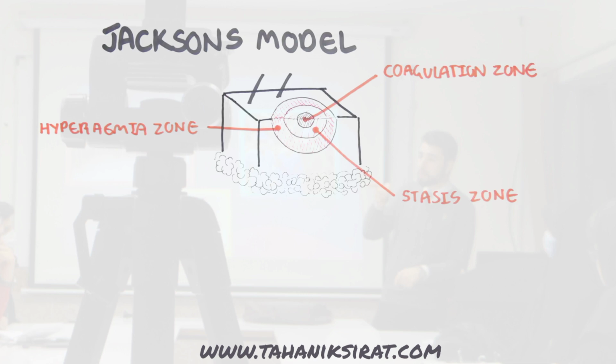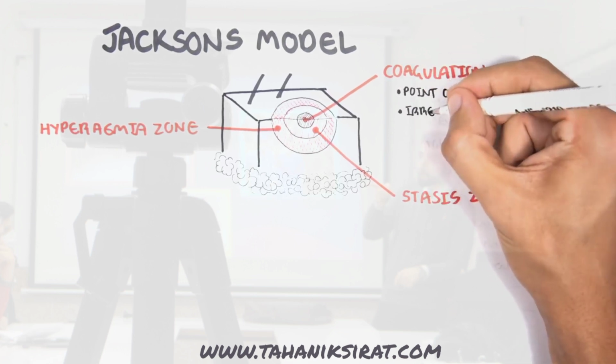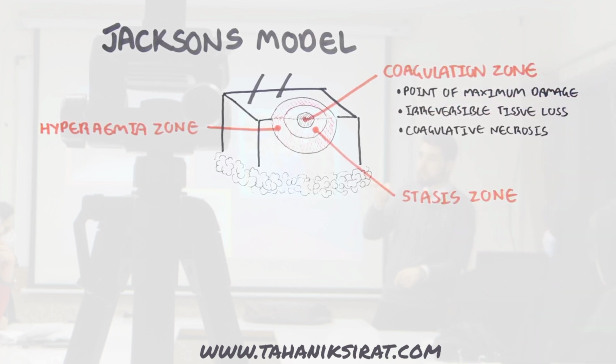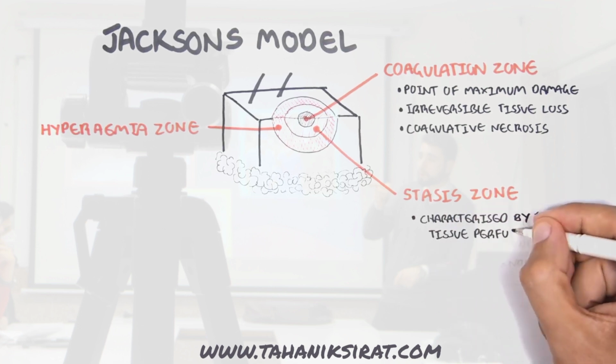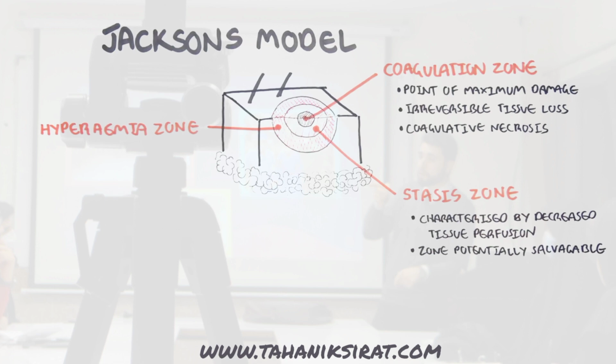So the zone of coagulation is essentially the point of maximum damage. In this zone, there is irreversible tissue loss due to coagulation of proteins. Thus, you get coagulative necrosis. Surrounding the coagulation zone of necrosis is a zone of stasis. Now, in this zone, it's essentially characterized by decreased perfusion. This ischemic zone may progress to full necrosis unless the ischemia is reversed.